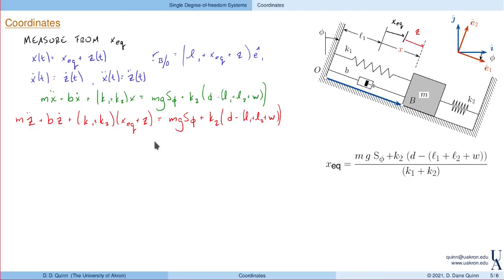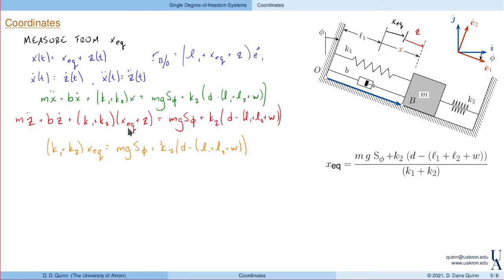Right now, this doesn't look like any real advantage, except noting that the equilibrium displacement was defined as shown here. We see that k1 plus k2 times x equilibrium, well, the k1 plus k2s cancel out, and we're simply left with mg sine plus k2 d minus all this other stuff, which is exactly what is on the right-hand side.